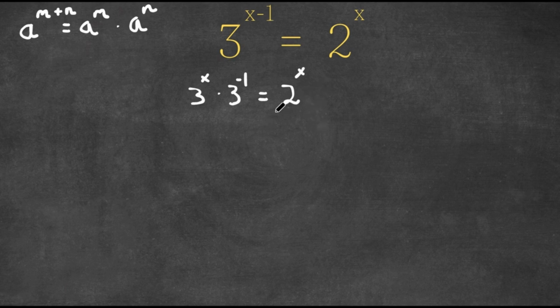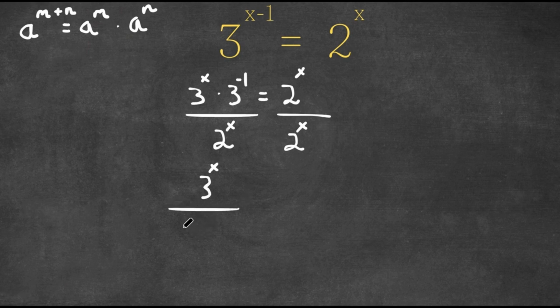Now I'm actually going to divide by 2 to the power of x on both sides. So now we have 3 to the power of x, and I'm actually going to move the 3 to the power of negative 1 to the denominator, and now it's going to be 3 to the power of positive 1. So now we have 3 to the power of positive 1 times 2 to the power of x. This is equal to 1.